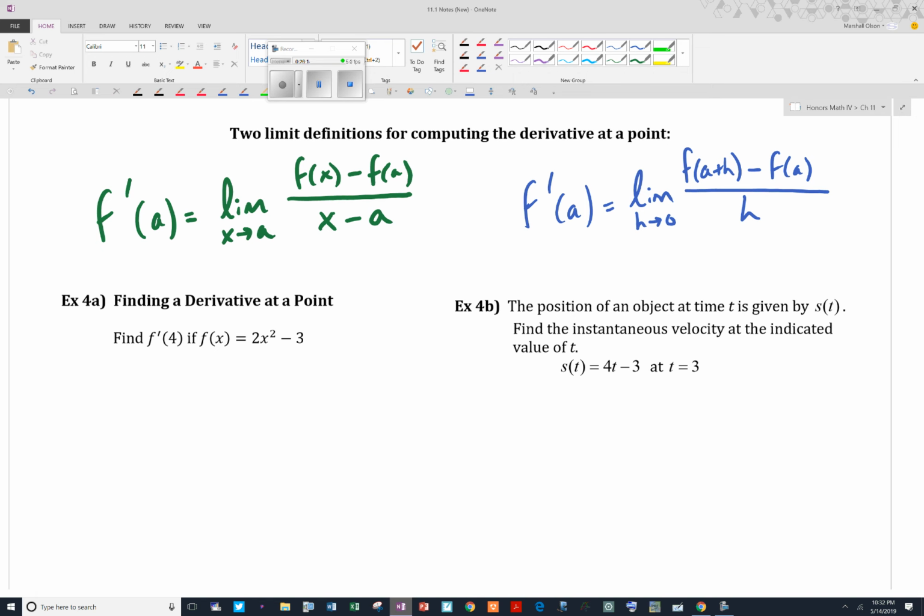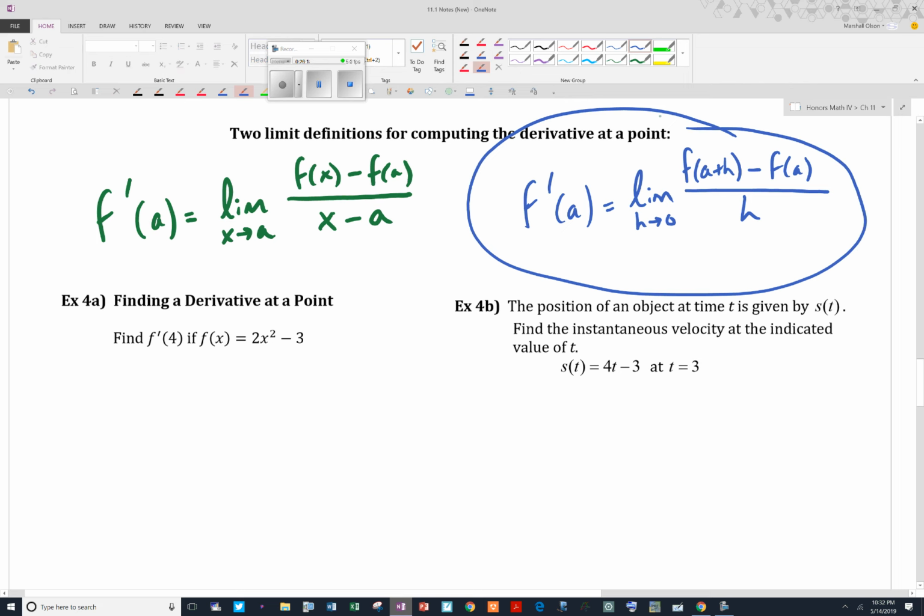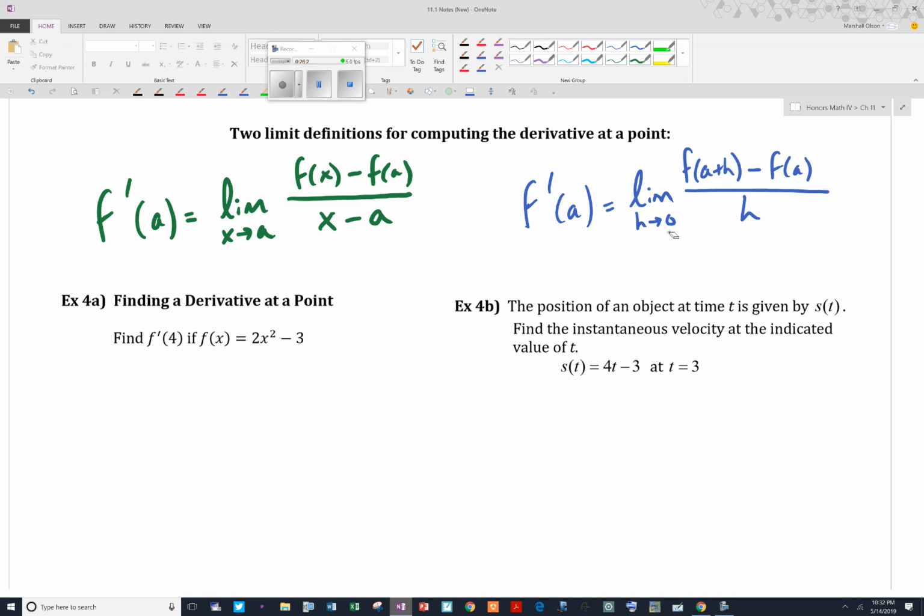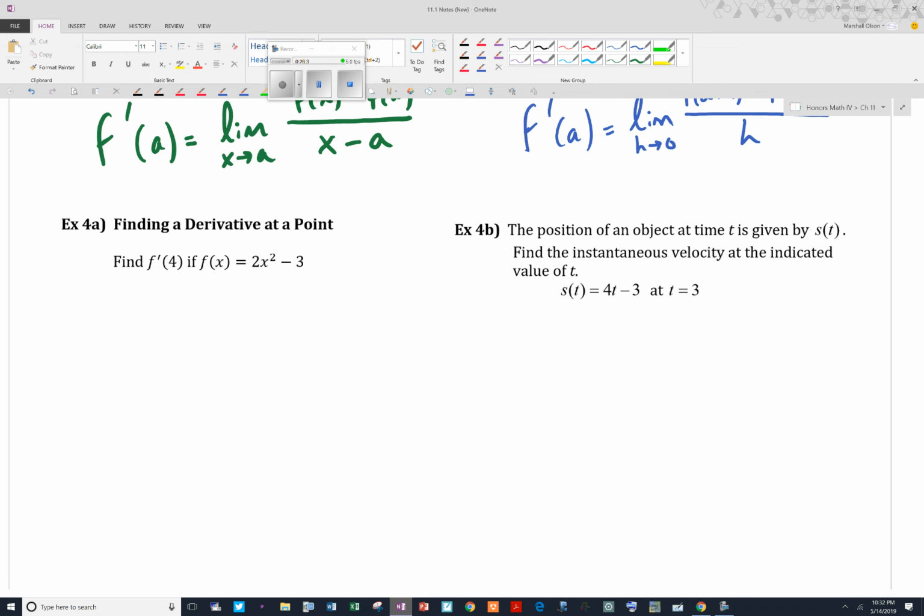Our book made the note that this one is easier for computing. I think both are good in different ways. The blue one there is the one that we'll use more often, because that's what you'll see more often in your calculus class. So this next one says find the derivative at 4 of this function.